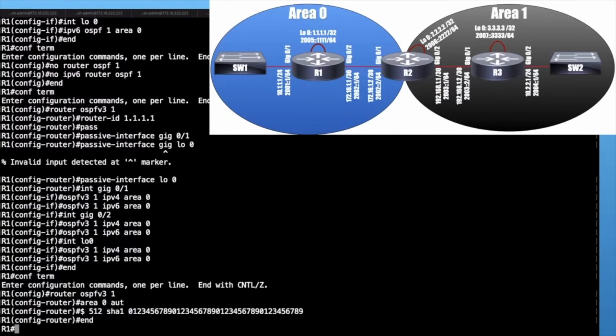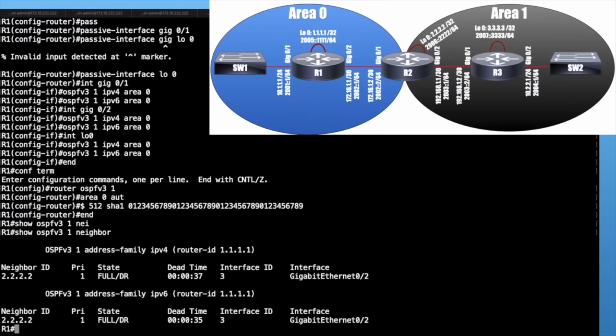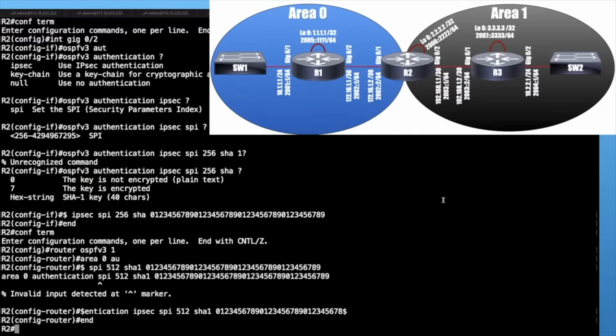Do I still have a neighborship with R2? Let's do a show OSPF version 3, process ID 1, neighbor. Yes, I'm still a neighbor. Am I doing authentication? Let's confirm I'm doing authentication. Let's go to R2 because it's got a couple of different authentications going.